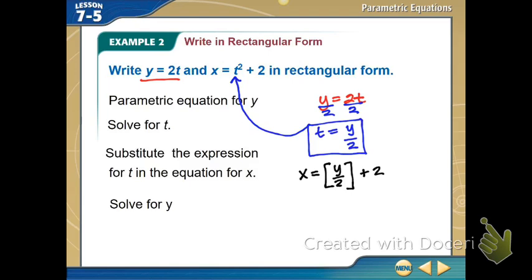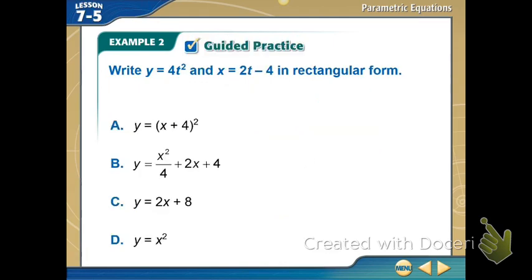And then I'm going to solve this for y so that it's in the form of a function. So this is going to become x minus 2 equals y over 2. Multiply both sides by 2. I get 2x minus 4 equals y. And then if you want, 2x minus 4 equals f of x. Okay, so this is guided practice for example 2. Now it's your turn. See if you can eliminate the parameter and rewrite this in an f of x form so that you no longer have a parametric equation. So go ahead and pause the video, and then when you're ready, you can resume and check your answer.